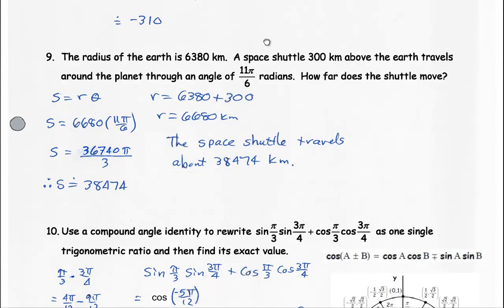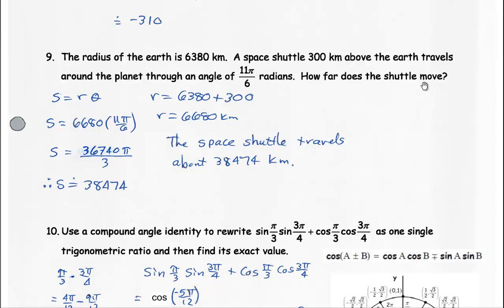For question number 9 here, the radius of the Earth is 380 kilometers, and the space shuttle is 300 kilometers above the Earth. So the radius of the orbit here would be this radius of the Earth plus the 300, so that's why we add those. So the radius is 6,680 kilometers. And so the space shuttle travels around the Earth almost a full revolution, but not quite, through an angle of 11 pi over 6 radians. See, 12 pi over 6 would be 2 pi.